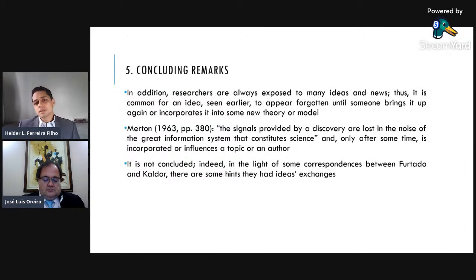In addition, researchers are always supposed to seek new ideas. It's common that an idea seen earlier appears forgotten until someone brings it up again and incorporates it in some model or some new theory. Merton has a good quote on that: the signals provided by discovery are lost in the noise of the great information system that constitutes science, and only after some time is it incorporated, influencing a topic or an author.